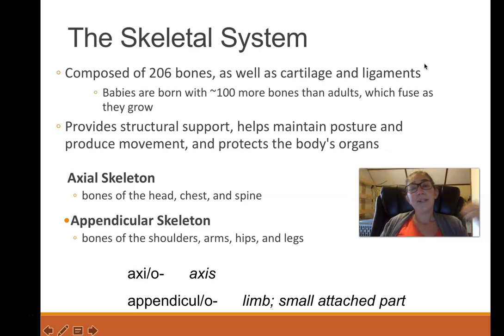So an adult has 206 bones in their body. When you're born, you actually have about 100 more bones than that. So babies have more bones than adults. And that is what helps them stay flexible within the uterus so they can tuck up real tight and make it through the labor process without breaking any bones. And then it also helps them to grow faster.